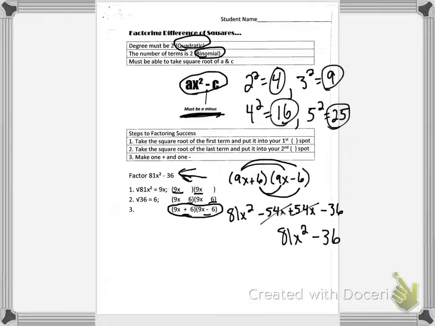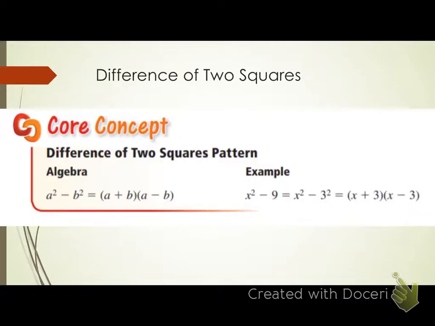So I feel like this is probably the easiest form to factor, because you just take the square root of two things and then put a plus or minus sign. So let's look at some more examples together. This is just another way of looking at it. If I have a squared minus b squared, it just turns into a plus b times a minus b, which is what we saw on the last slide.